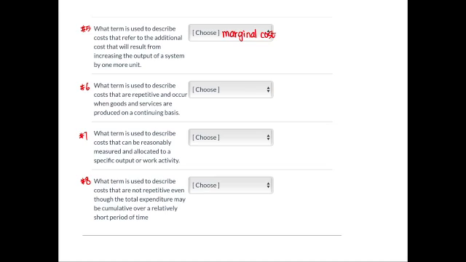Number 6. What term is used to describe costs that are repetitive and occur when goods and services are produced on a continuing basis? Repetitive and on a continuing basis, because it's repeated, right? That's what repetitive means. So this is going to be the recurring cost.